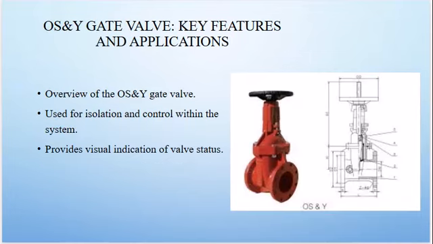OS&Y gate valve, key features and applications. This slide provides an overview of the OS&Y gate valve used for isolation and control. These valves provide a visual indication of valve status, enhancing operational safety. They are essential for maintenance procedures, allowing for safe isolation of sections. Understanding their applications helps in effective fire protection system design. Proper operation of OS&Y valves is crucial for overall system integrity.